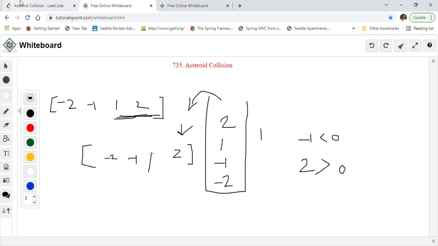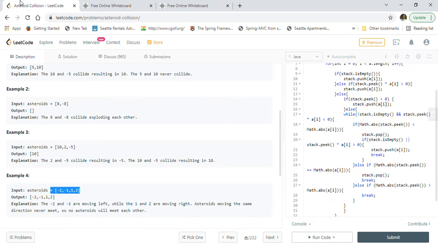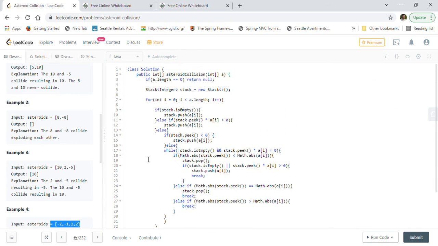So let me just open this in another window. As you can see, this is the implementation using the stack, right? So first thing is we have been given this asteroid collision array, right? So let's say we will just check this array. If it is 0, then we'll just return null, right? Because in that case we don't have anything to check, right? This is the basic check we are doing first.